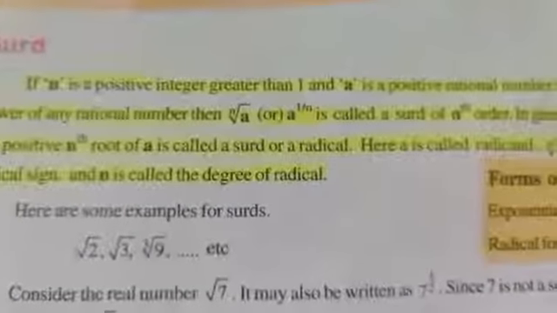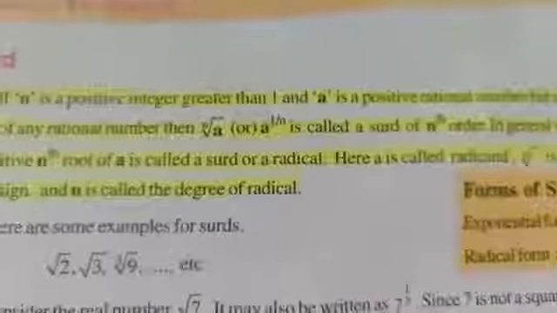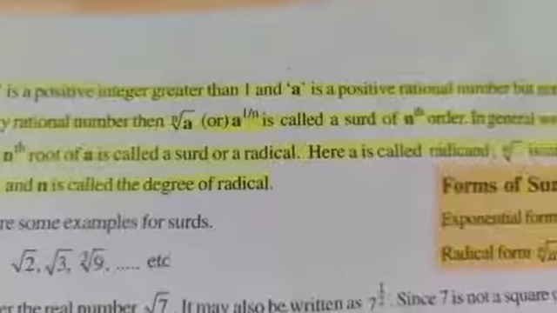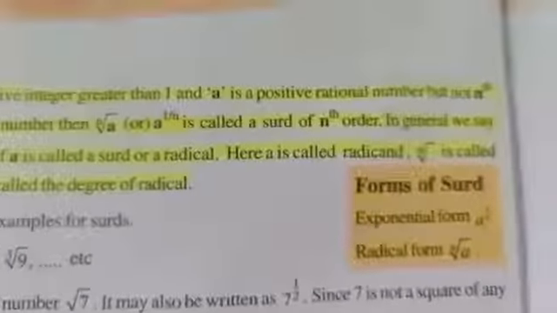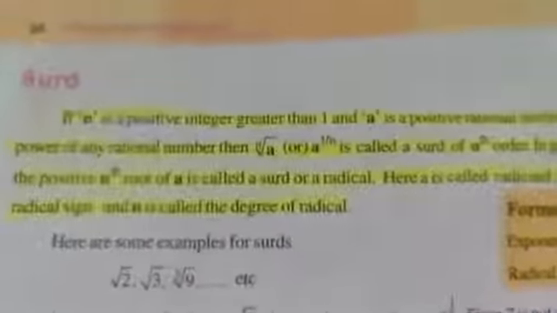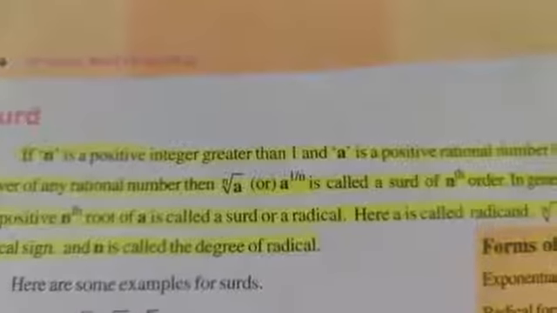In general we say that the positive nth root of A is called a surd or radical. Another name of surd is radical. Here A is called the radicand. In the nth root of A, the nth root symbol is called the radical sign, and n is called the degree of the radical. So here I am going to explain this one on the board.